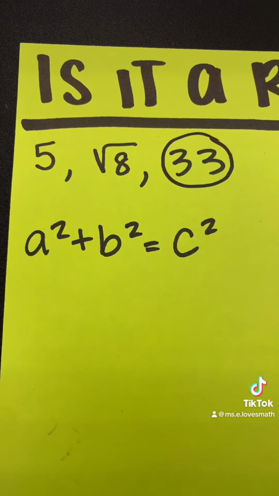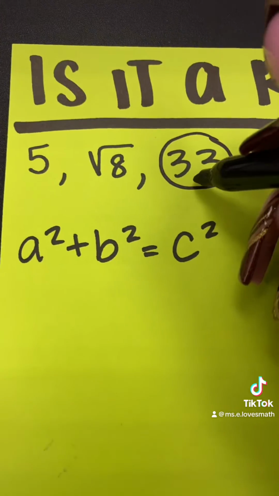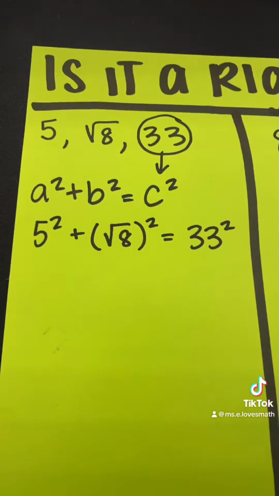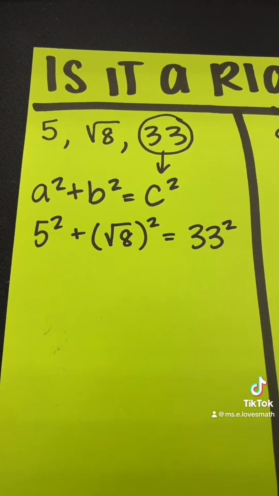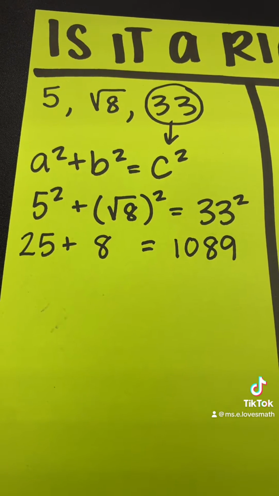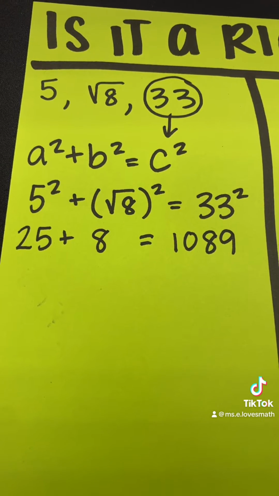Since 33 is the largest number, we will use 33 to replace C. The other two will be A and B. I've replaced all of our variables with the corresponding numbers. Next, we need to evaluate the exponents.